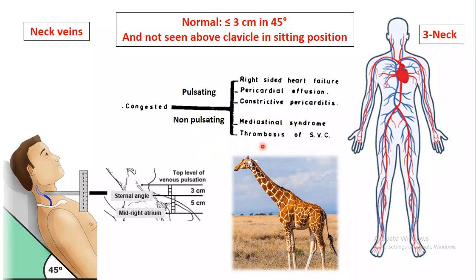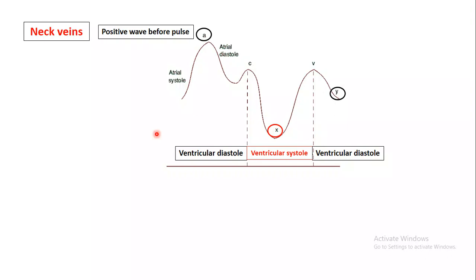This actually might be seen in a patient with an indwelling jugular venous catheter, either for a central line or dialysis. So the first comment is whether the jugular venous pressure is elevated or not, and we know how to measure it now, and the differential diagnosis of elevated jugular venous pressure. The second point is commenting on the waveform of the jugular vein.